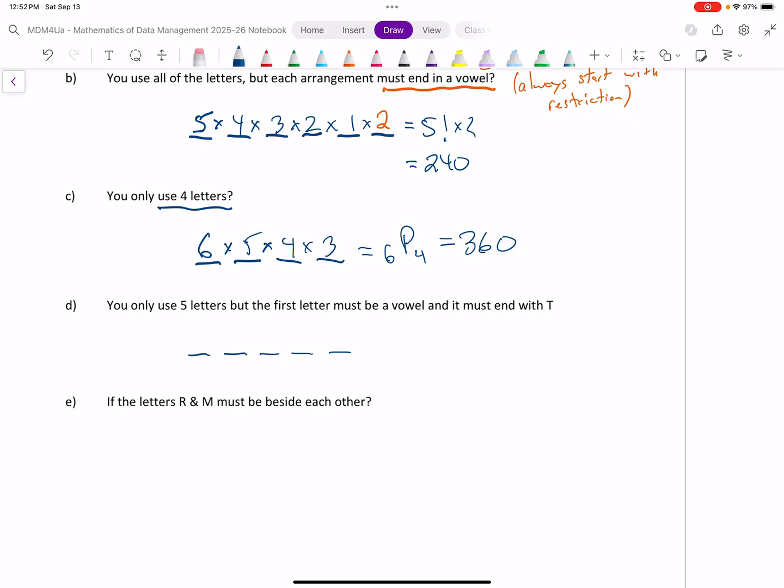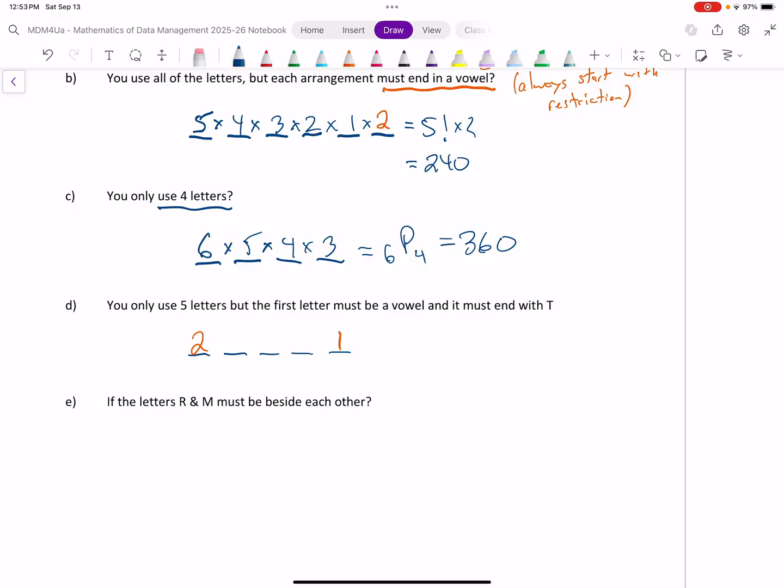So there'll always be 1 remaining. So I start with the restrictions. It really doesn't matter which one you start with in this case, but the T, there's only 1 T, so that means there's only 1 option at the end. That's the T. The word must start with a vowel, so I have 2 options at the beginning.